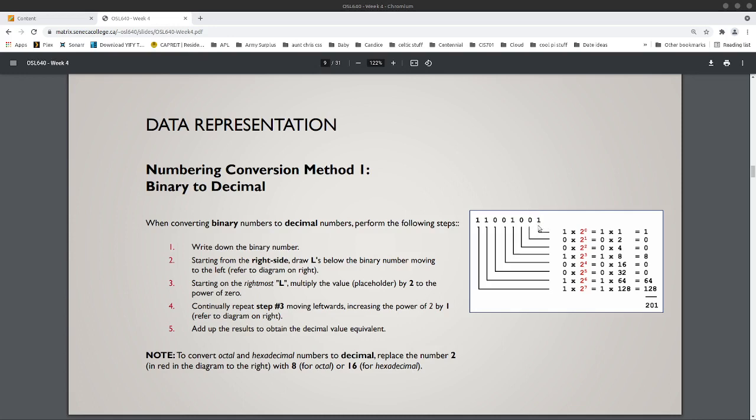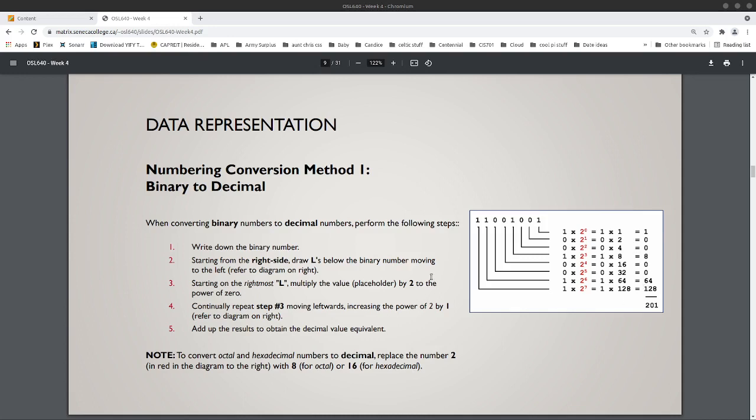So yeah, start from here, and each one is 1 times 2 to the power of whatever place we're in. So this is going to be 1, right? This one's going to be 8. These are, of course, zeros because there's nothing there. This one is going to be a 0. This one's going to be a 0. This is 1 times 64. So we have 64, and 1 times 128. So then you take your numbers, you add them all up.